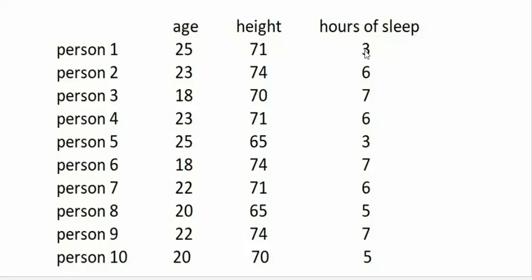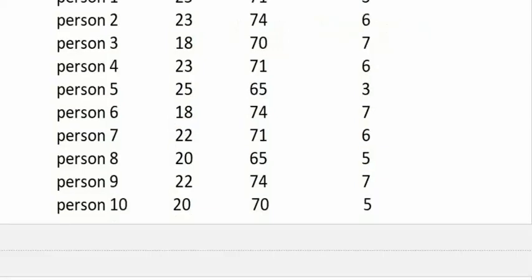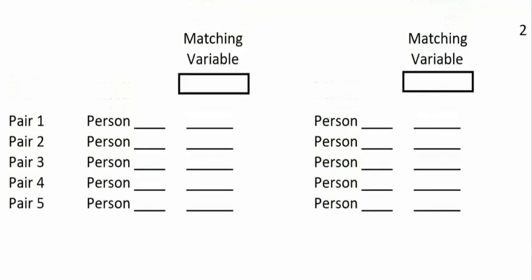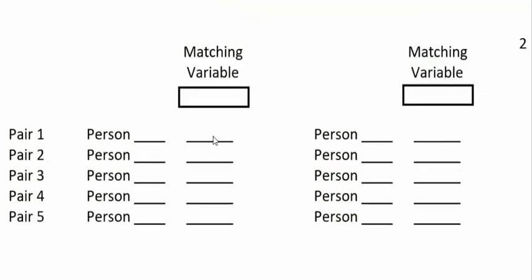So 3 and 3 would go together. It looks like that's person 1 and person 5. So what I would do here is I would write a 1 and I would write a 5, saying that this is person 1 and person 5. And I would write their scores on the matching variable, which are 3 hours, 3 hours. So it would be 1, 5, 3, 3. Then I would move on to my next pair.